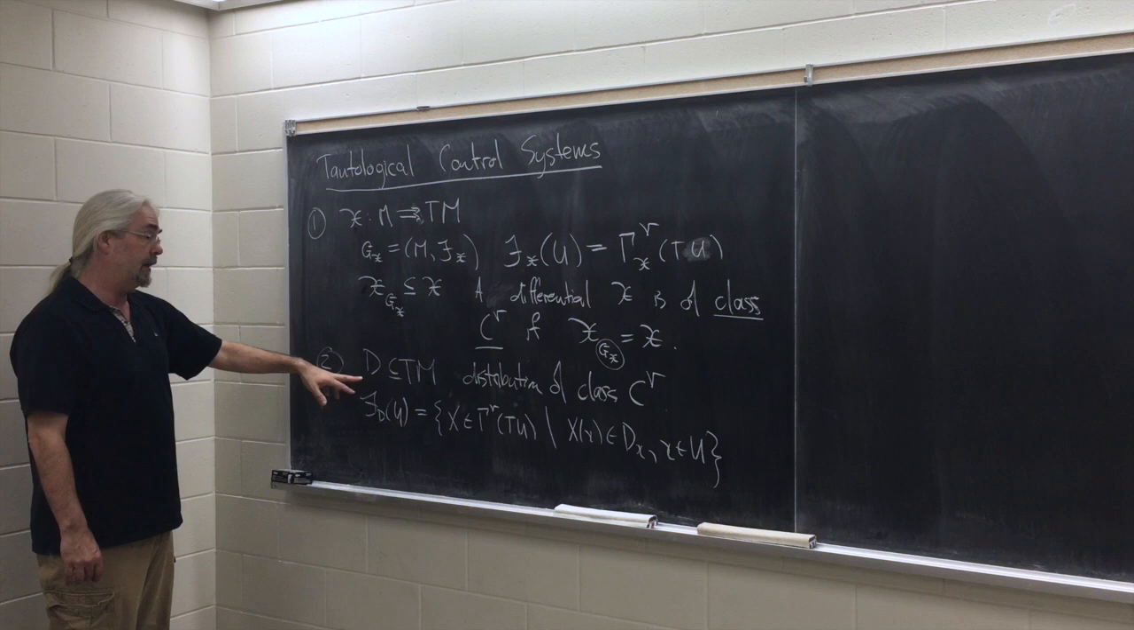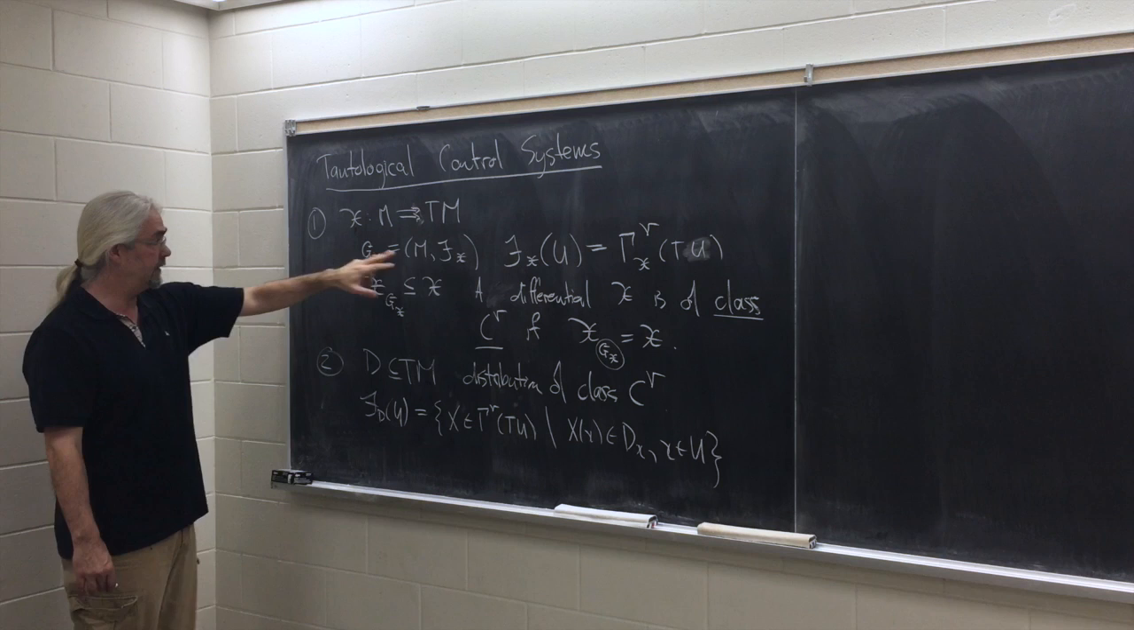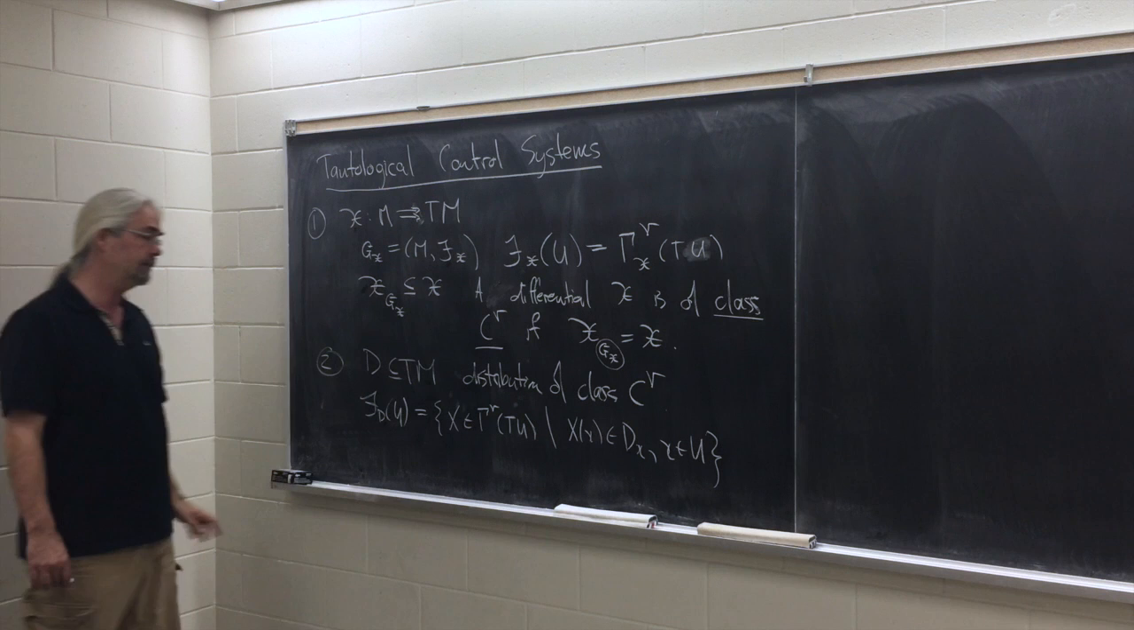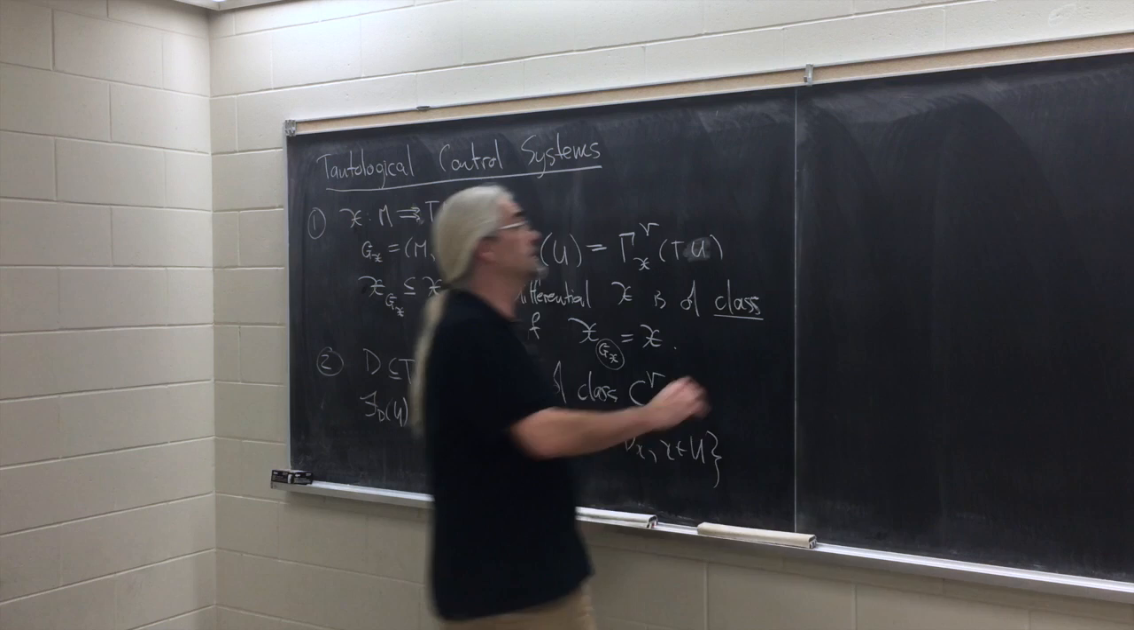Unlike the differential inclusion case, which is too general to say anything interesting about whether this sheaf is globally generated, here there is some algebraic structure associated with the fact that this is a subspace at every point, so you can actually make some conclusions. It will not be globally generated, but there will be some statement about global generation here, and the statement is this.